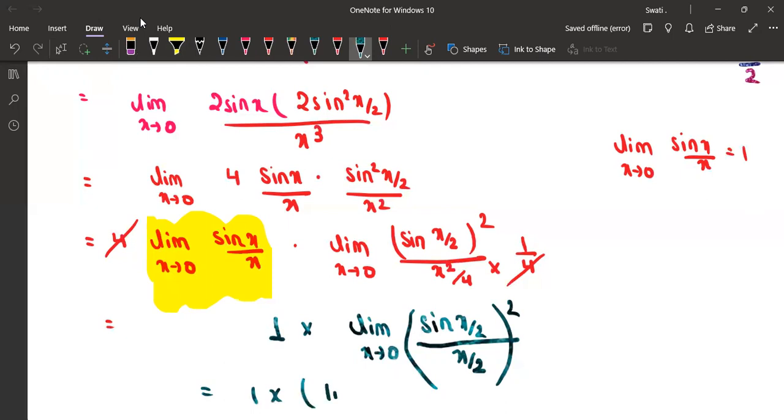So if you want, you can just write it like this also: limit x tends to 0 sin x by 2 over x by 2 whole square. And of course the value of this is also going to be 1 only. So 1 into 1 is 1. So that's the answer. All right, now we can go to the next question.